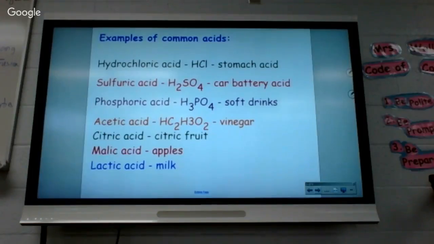Phosphoric acid is in soft drinks. Acetic acid is in vinegar. Citric acid is in fruits like lemons and oranges. Malic acid is in apples. Milk has lactic acid. Some of y'all might be lactose intolerant. Yeah, you are? Okay. Just some common acids.